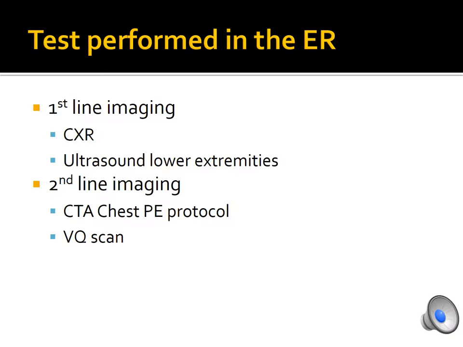The provider now wants to check for a pulmonary embolism, so there are two imaging studies that they can do from this point. One is a CTA chest, and the other is a VQ scan, which is some kind of nuclear medicine exam. The provider opts for a CTA chest with the PE protocol, as the VQ scan is not recommended for pregnant women because of the higher dose of radiation received by the fetus.